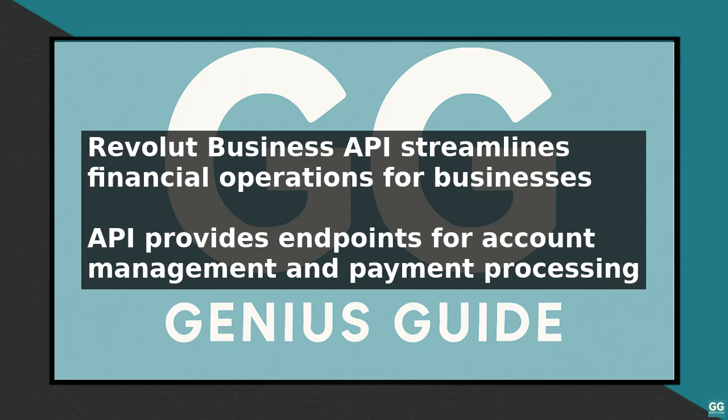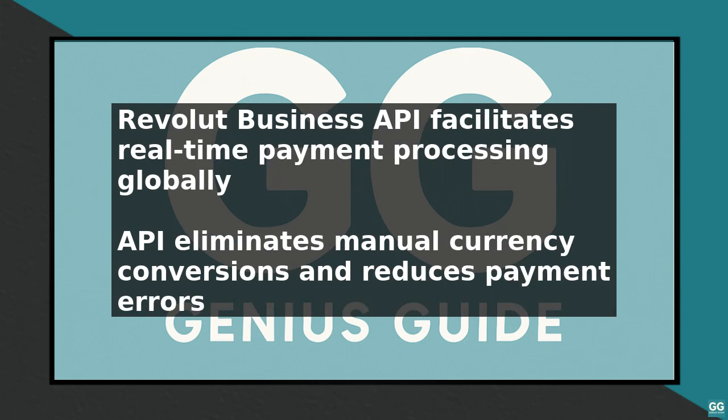To get started, it is essential to understand the key concepts behind the Revolut Business API. The API provides a set of endpoints that allow developers to perform various tasks, such as creating and managing accounts, sending and receiving payments, and retrieving transaction history. This enables businesses to automate financial processes, reduce manual errors, and increase efficiency.